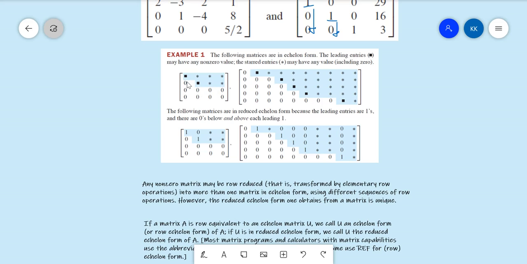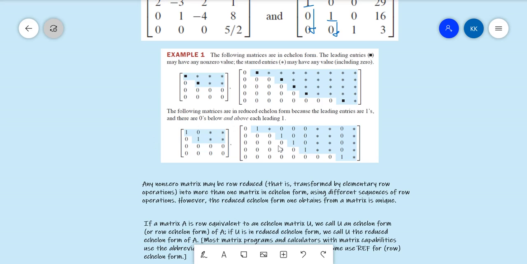So now you might wonder what would happen if this was 0. Then this would no longer have been the leading entry, because if this was 0, then we would have selected the next non-zero value. In this example as well, you can see this is the leading entry, this is the leading entry, the first non-zero entries, and then the rest of the values can be anything including 0.